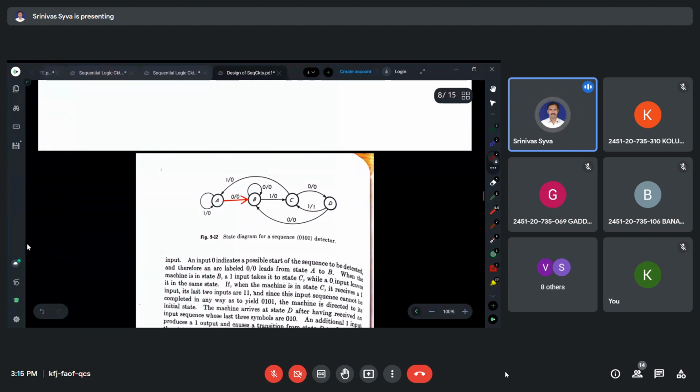When will it move from the state A to state B? When the detector receives bit 0. See, here these indications are there now.